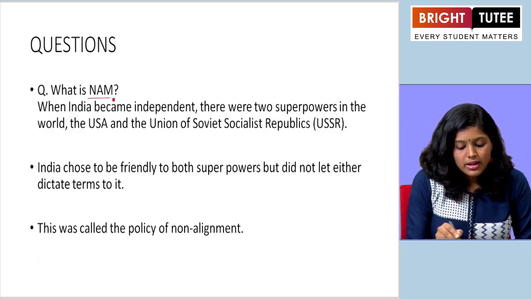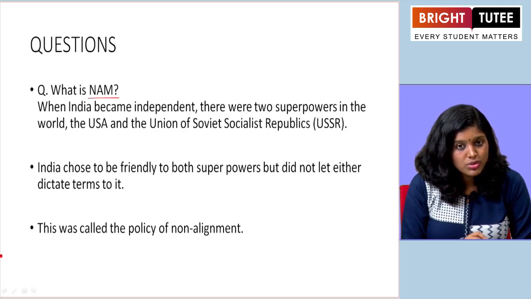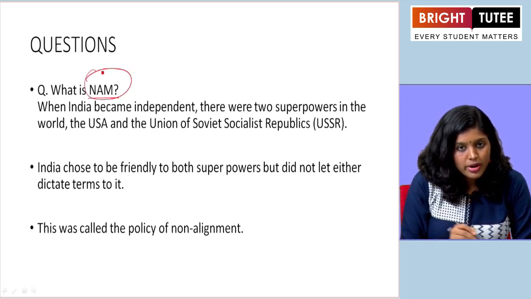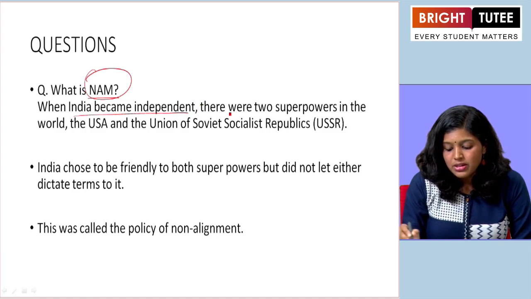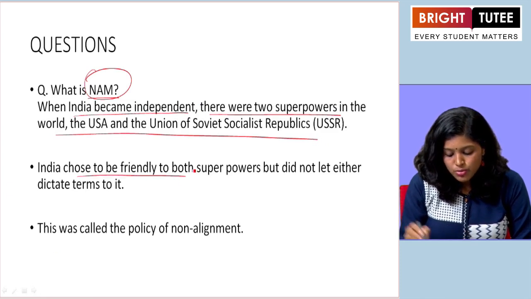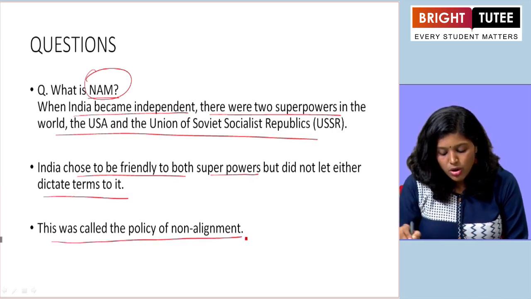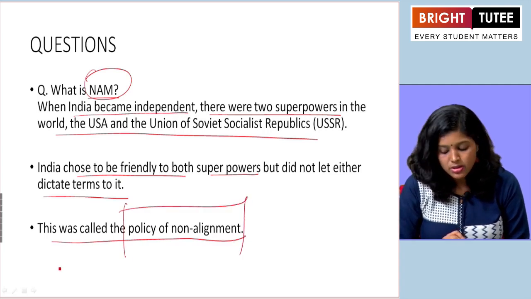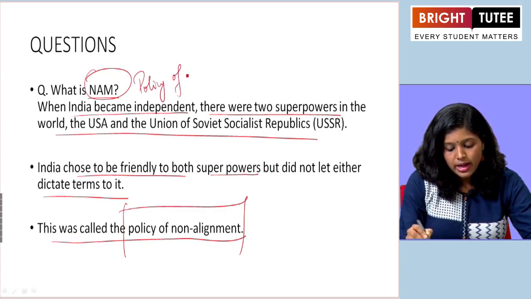What is NAM? We know, we had gone into details of what it stands for. It is the non-alignment policy. When India became independent, there were two superpowers in the world, USA and USSR. India chose to be friendly to both superpowers, but did not let any of them dictate terms to it, and this was called the policy of non-alignment. So here the question will be, what is the policy of non-alignment?